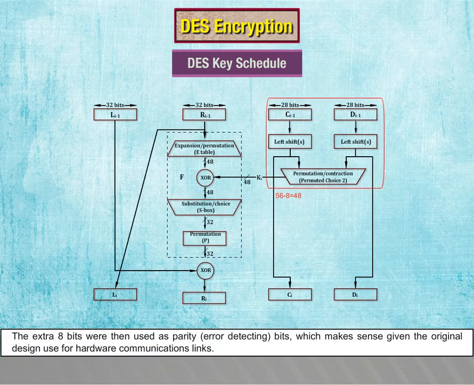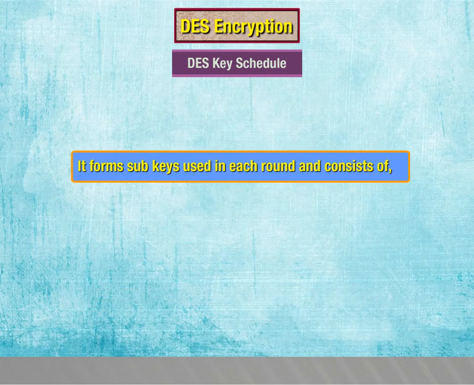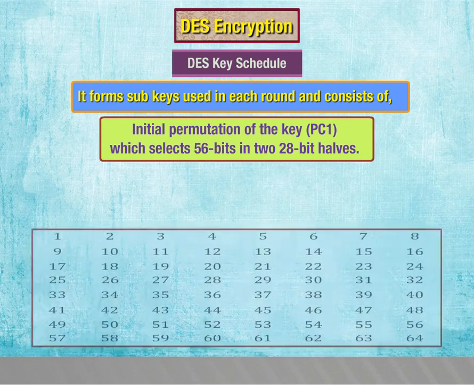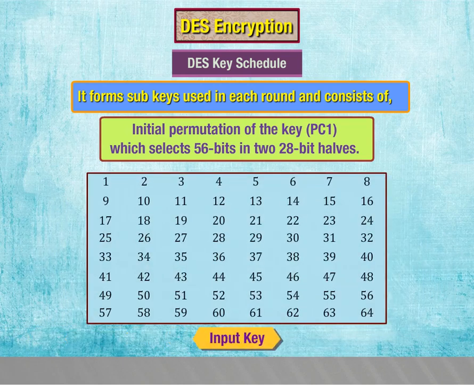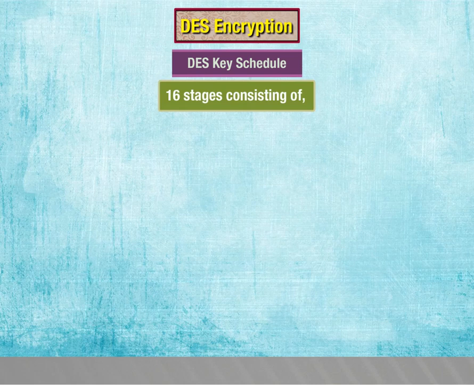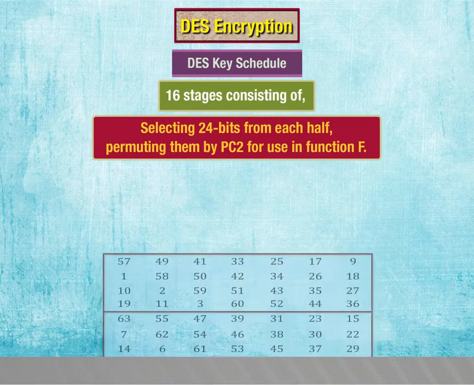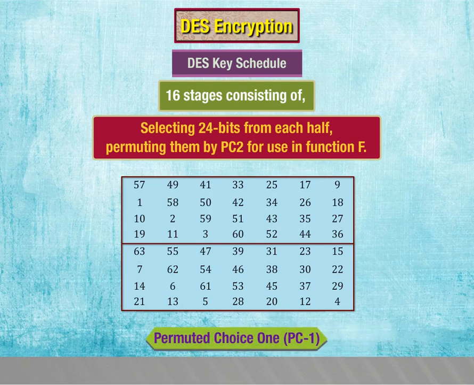The extra 8 bits were then used as parity, that is error detecting bits, which makes sense given the original design used for hardware communication links. It forms subkeys used in each round and consists of initial permutation of the key PC1, which selects 56 bits in two 28-bit halves. Input key. 16 stages consisting of selecting 24 bits from each half, permuting them by PC2 for use in function f. Permuted choice 1, PC1.